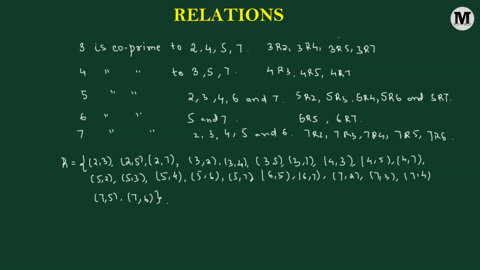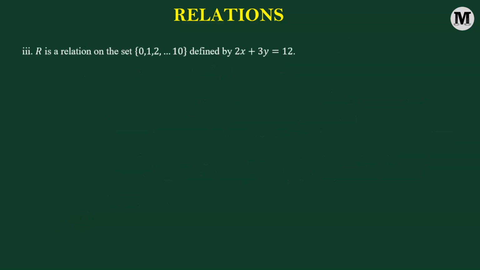Let's go to the third problem. Problem number 3. So here we have R, which is a relation on the set containing these elements, and it is defined by 2x + 3y = 12. Now, what we'll do here, we are going to assume that the set is denoted by A. So let A be the set containing the elements 0, 1, 2, all the way up to 10.